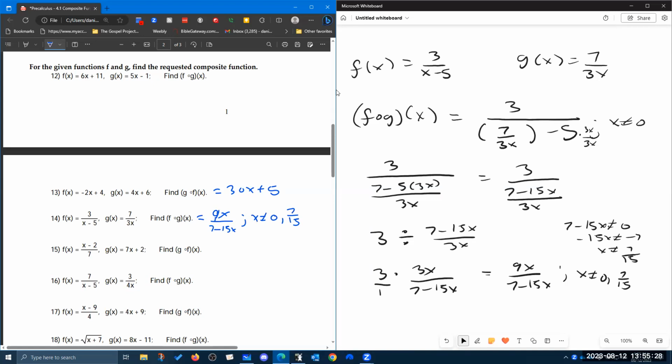At 0, there's going to be a hole in the graph. At 7 over 15, there's going to be a vertical asymptote.